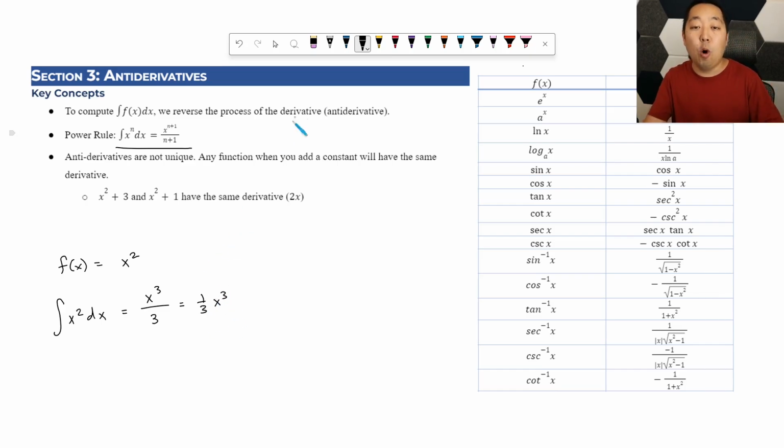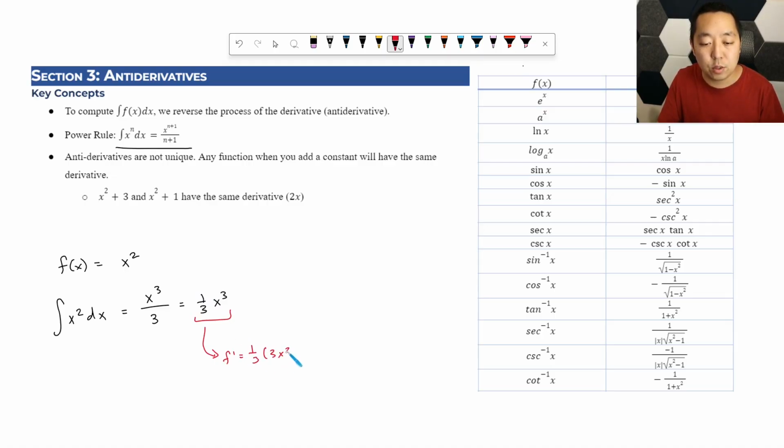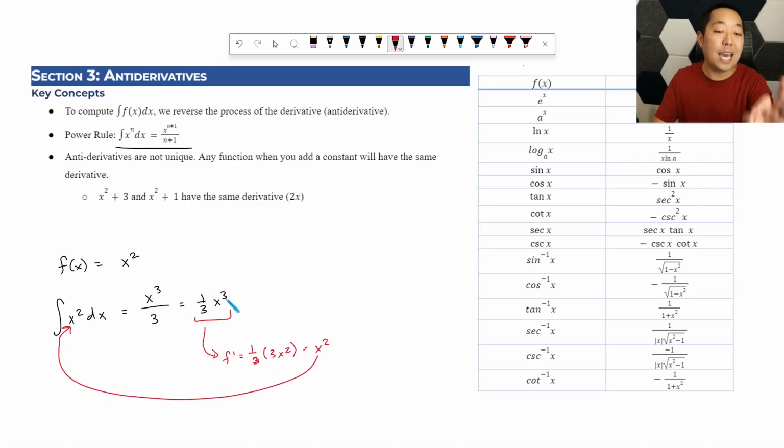Okay? And the whole idea here is, when I take the derivative of this, what is it? The derivative of this is going to be 1/3 times 3x squared, right? Because by power rule, the 1/3 and the 3 will cancel, and I just get x squared. And that's what I want. I want to find a function where when I take the derivative, I get this thing. So it's kind of the reverse process of doing the derivative.